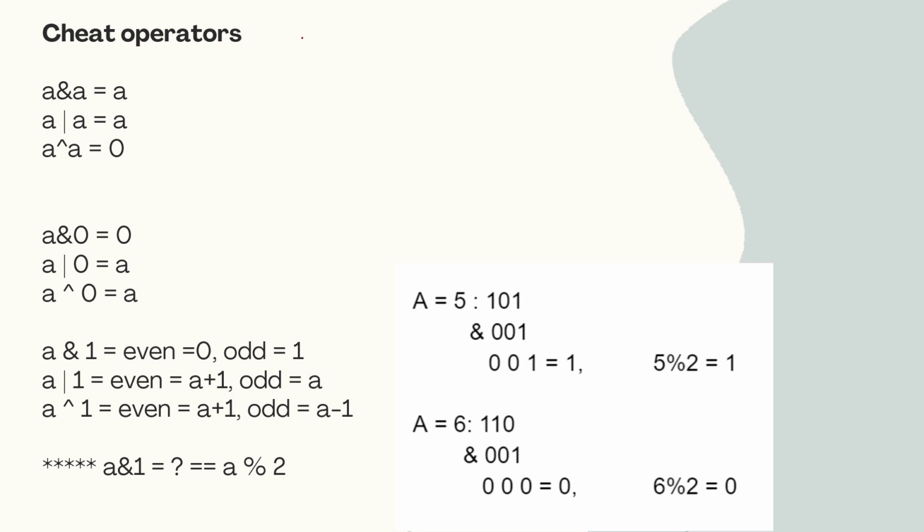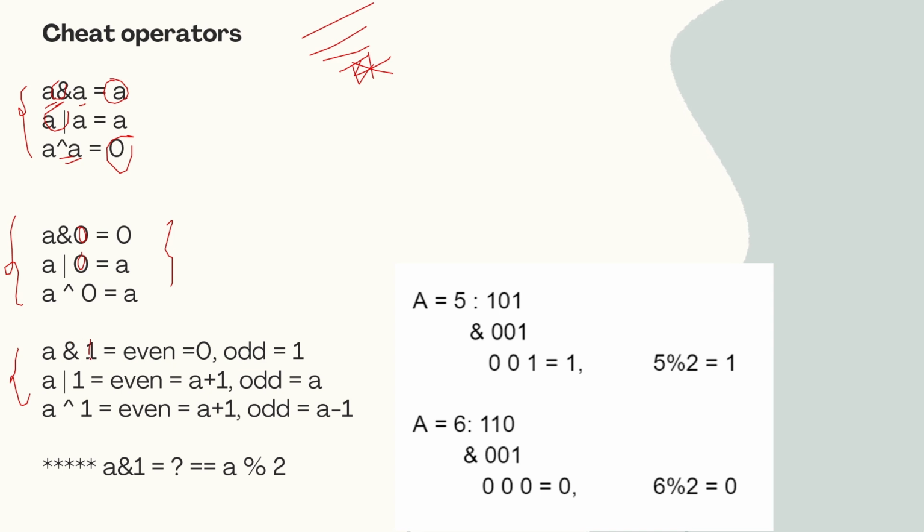So that is the cheat operators. Very important thing you have learned here, right? Don't try to remember these things. Of course, it's very easy if you try to solve them, but you can clearly see, in a simple format, that if both are same, then same, but only for AND and OR. For XOR, it is 0. Similarly, with respect to 0, I mean A and 0, A or 0, A XOR 0, these are the cases.